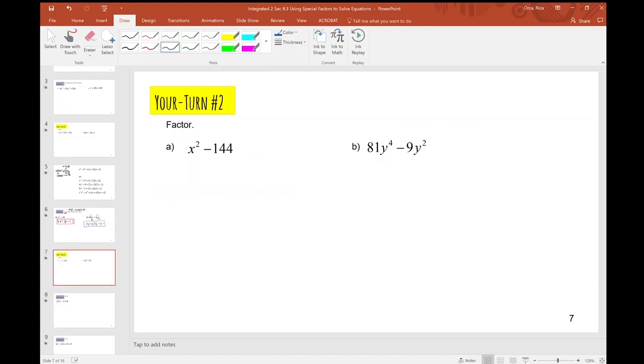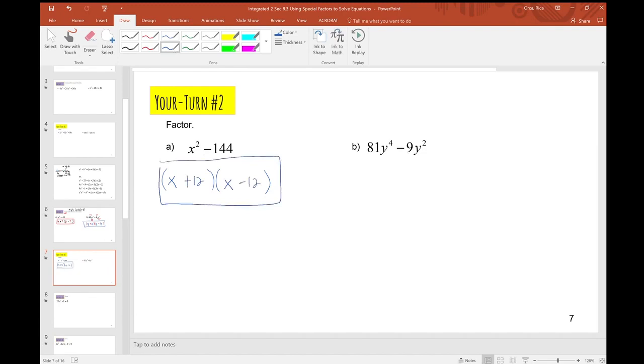Let's look at some more. In this U-try problem, we have x squared minus 144. Once again, it's a difference of squares. We have x squared, which is x times x. And then 144, that's going to be 12 times negative 12. Those are the factors. We can only use this pattern if we're subtracting two perfect squares.